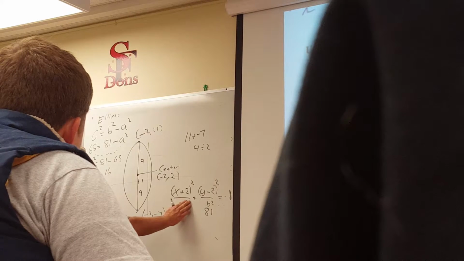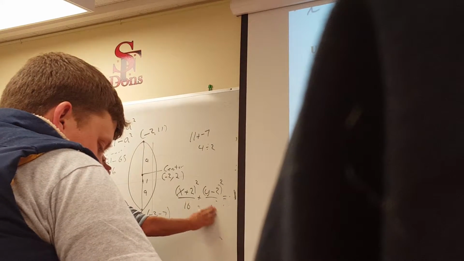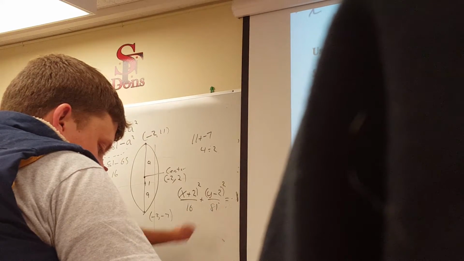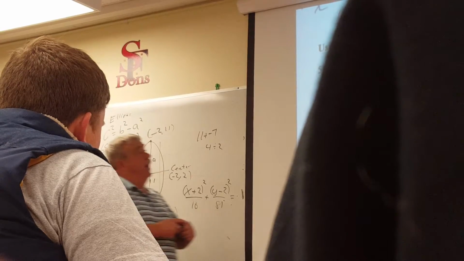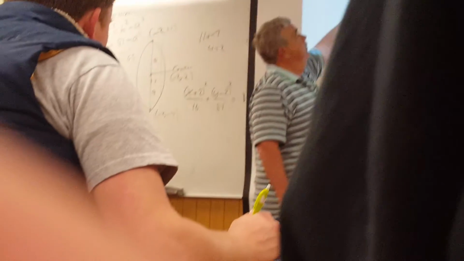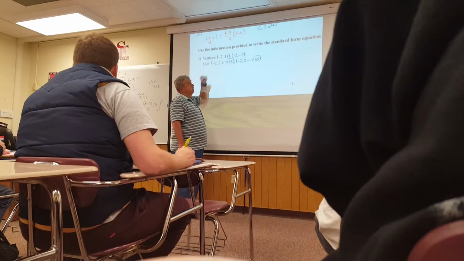So the answer would be (x + 2)² over 16 and (y − 2)² over 81. Notice that by writing out the foci, they actually gave you the center, (−2, 3), a little bit, okay?